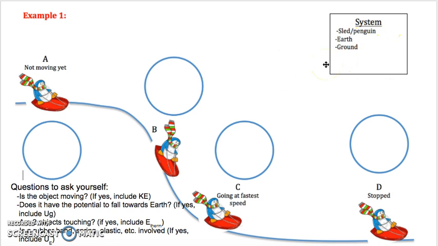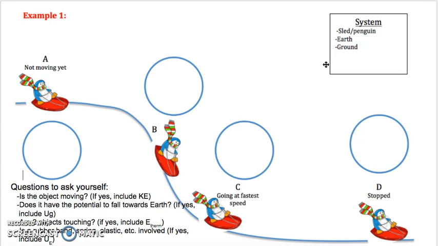Now, remember, it's up to you what you want to pick to be part of your system, but we all agreed yesterday that if we can include everything in our system, the easier things are going to be. So that's why I have chosen everything that I can think of. Is it happening on or near the earth? And then what objects are touching? So that's how I get the ground as well as the sled and penguin in this system.